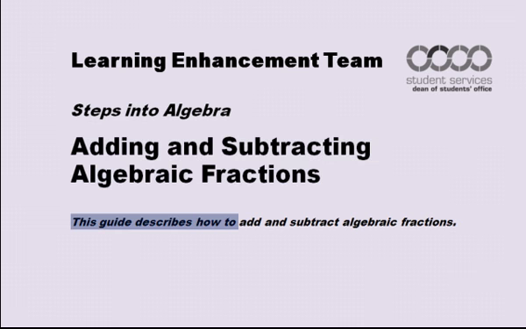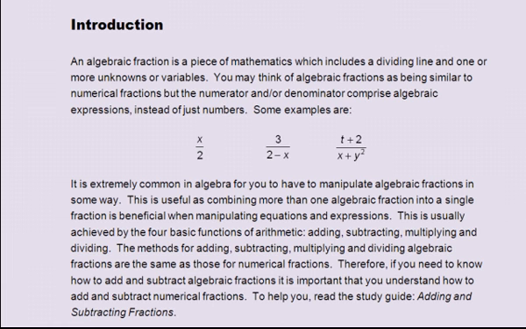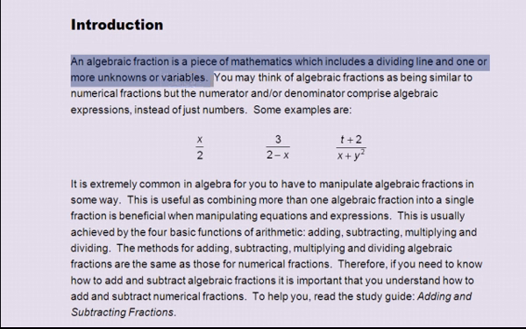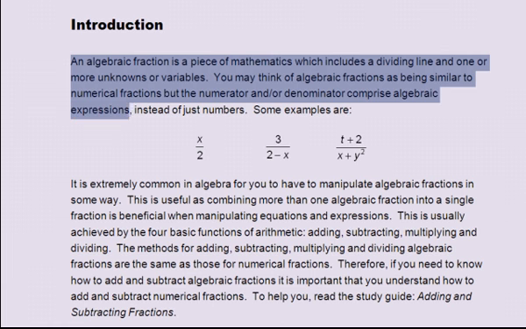This guide describes how to add and subtract algebraic fractions. Introduction. An algebraic fraction is a piece of mathematics which includes a dividing line and one or more unknowns or variables. You may think of algebraic fractions as being similar to numerical fractions, but the numerator and/or denominator comprise algebraic expressions instead of just numbers. Some examples are x divided by 2, 3 divided by 2 minus x, and t plus 2 divided by x plus y squared.